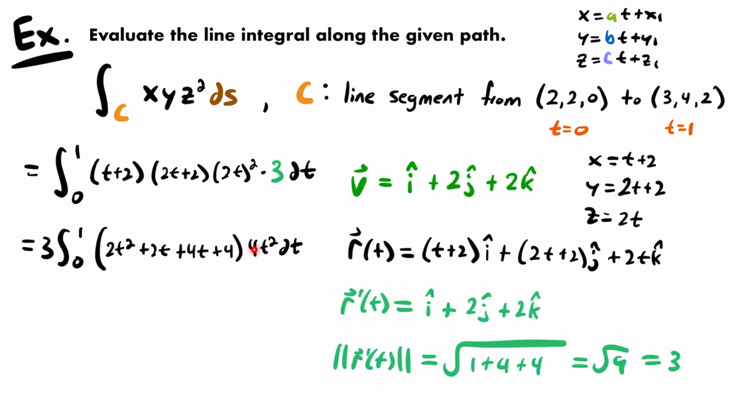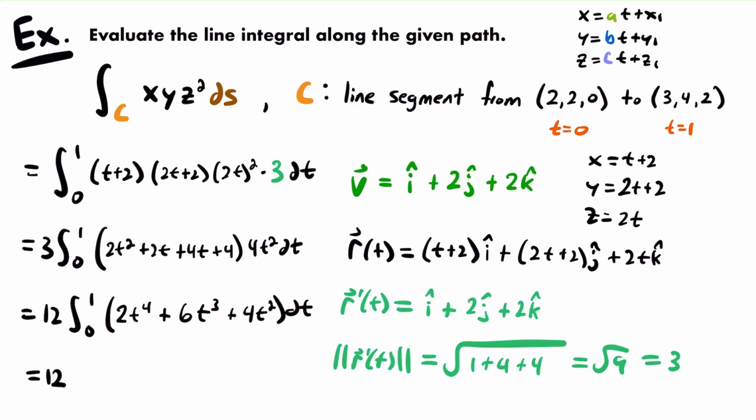All right, now I'm going to pull that 4 out to the front, and then combine these two like terms of 2t and 4t. So this is equal to 3 times 4, which is 12, times the integral from 0 to 1. And then I do want to distribute this t squared through this quantity as well. I'll do that at the same time as combining these like terms. You'll have 2t to the power of 4. Then you'll have 6t times t squared, which becomes 6t cubed. And then you'll add that to 4 times t squared, which is 4t squared. All right, then that's multiplied by dt. And now we're ready to integrate.